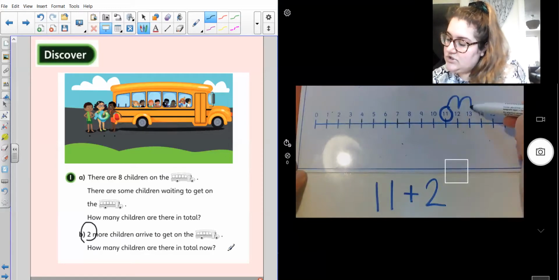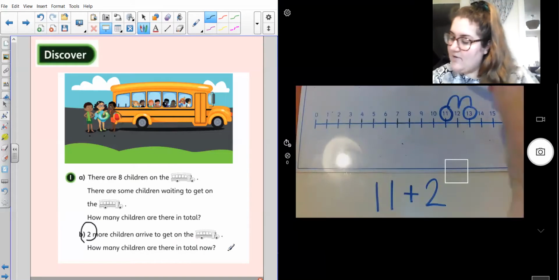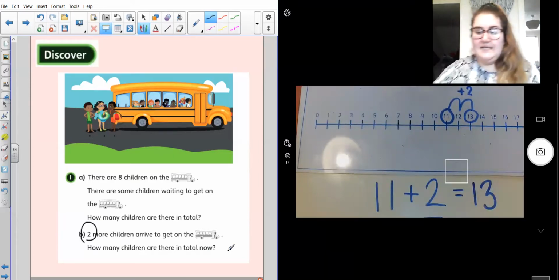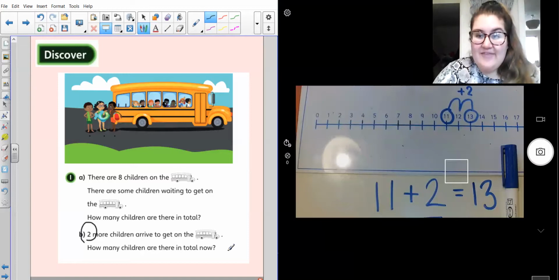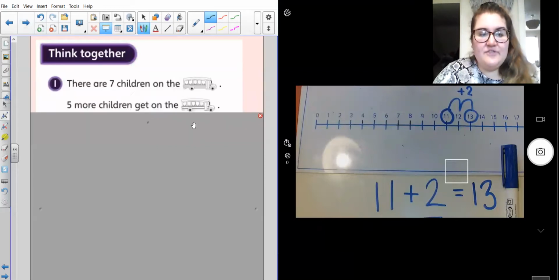1, 2. Well done if you said stop, because remember, I only needed to do 2 jumps because I'm adding 2 more, and I landed on the number 13. So together we have solved both parts of the Discover question. So now then, let's have a look at the Think together.